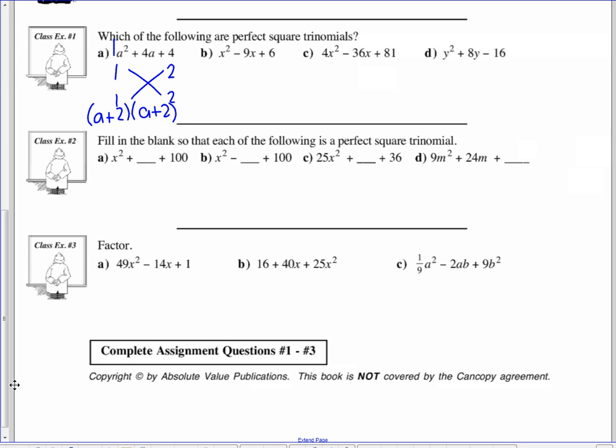So that's what we call a perfect square. Why is it a perfect square? Because they're both the same, right? So you could also write this as a plus 2 squared. Exactly.